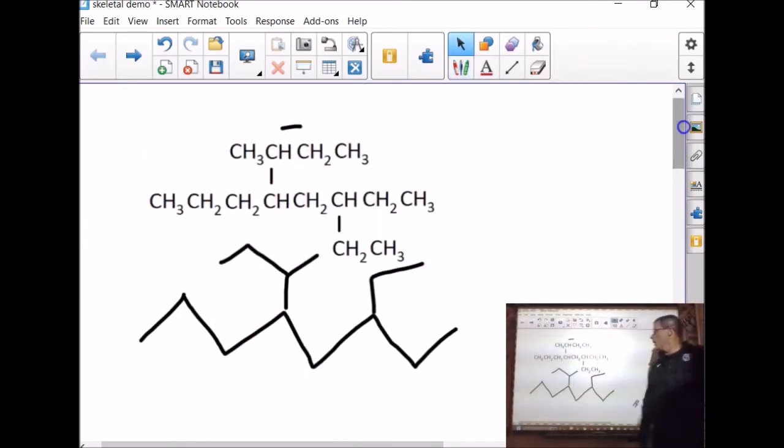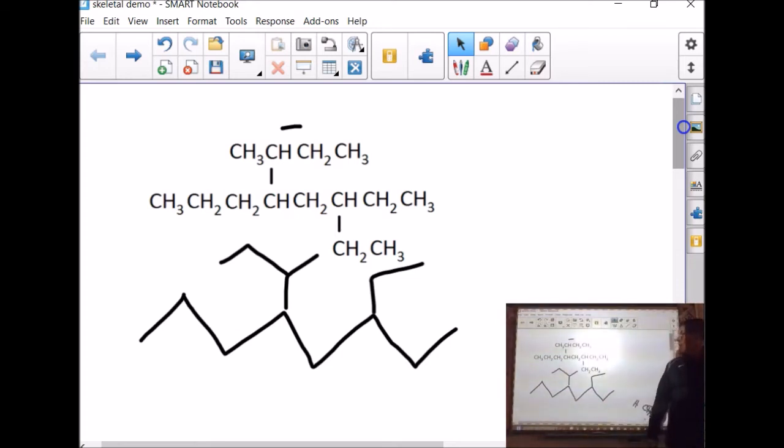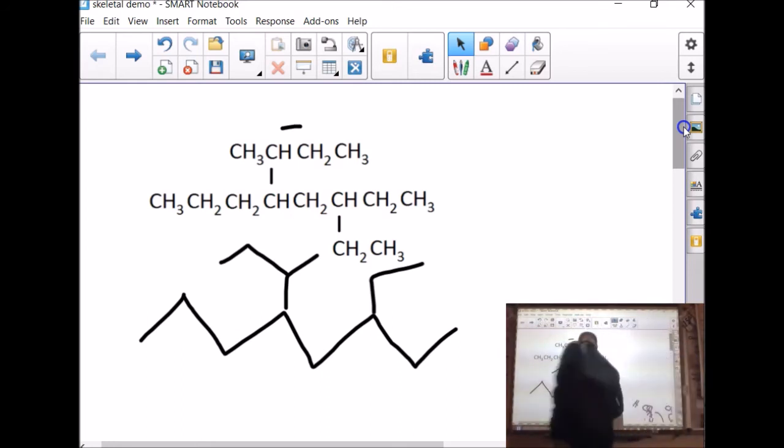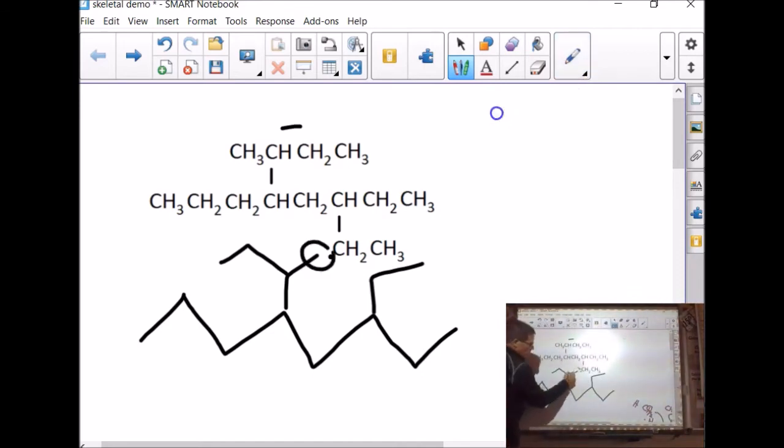What's the name of this compound? So 1, 2, 3 versus 1, 2, 3, 4. So a 3-ethyl, 5-isobutyl octane. So how do you know it's isobutyl at the bottom? Because this represents that it's not bound to an N carbon. Yeah, so this is what isobutyl looks like. Isopropyl looks like a Y.